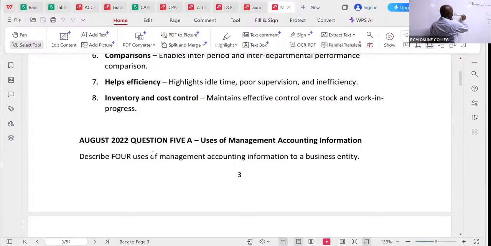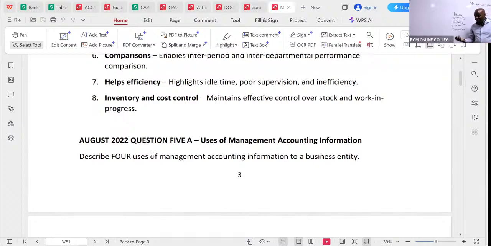Planning, organizing. Yes, I'll be able to organize my stuff very well because I know my costs. Controlling, yes. Coordination, isn't it? Coordination between departments. And then lastly, communication. Because you know your costs and you know your staff very well, you become a good communicator. Remember, most systems, including marriages, break because of poor communication.